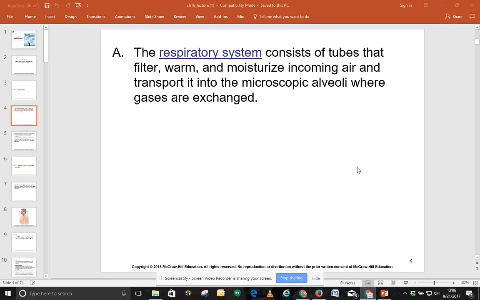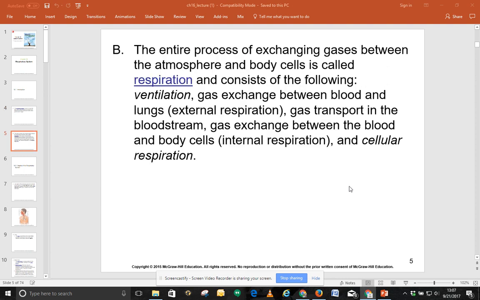The respiratory system consists of tubes that filter, warm, and moisturize incoming air, and they transport it into the microscopic alveoli where the gases are exchanged, and this occurs deep within the lungs. The entire process of exchanging the gases between the atmosphere and the body cells is called respiration. So the entire process of this exchange, the total overview, is called respiration.